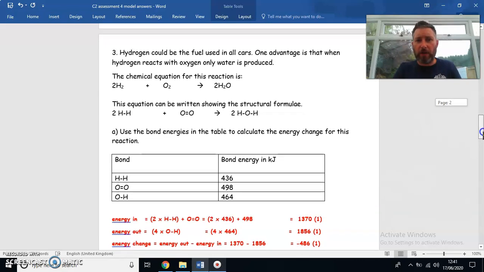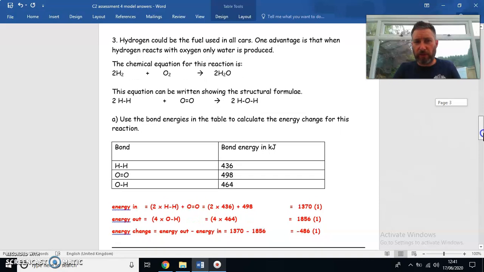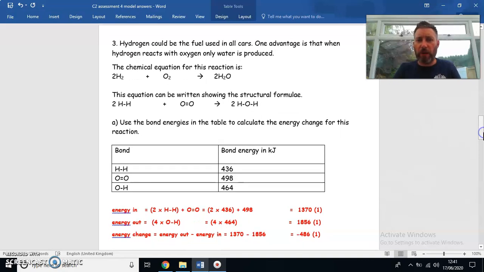Okay, question 3. This is the hydrogen fuel cells question. This confused a few people, but I was really pleased by how many people had a go at this. And if you didn't get it exactly right, you got it mostly right, and if you're doing that, then we're halfway there. So, what do we do first? Well, first you've got to think about the 3 steps. What's the energy in? What is the bond energy of the reactants?